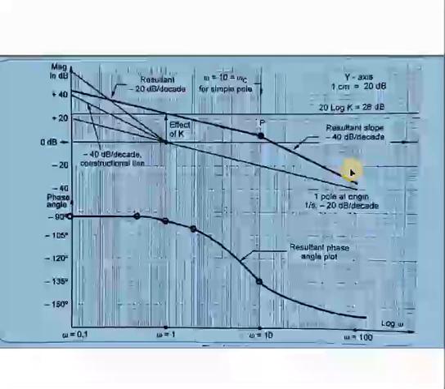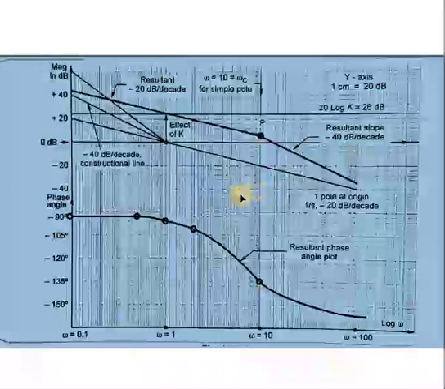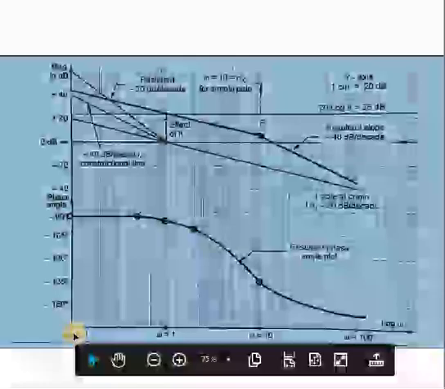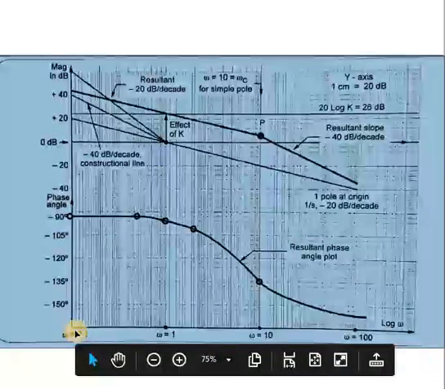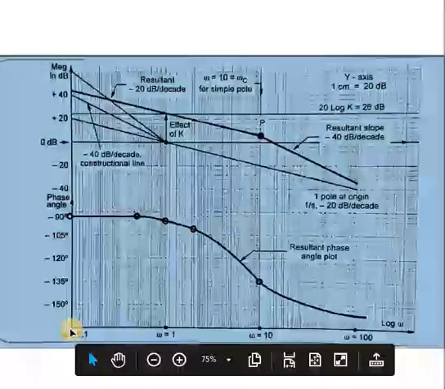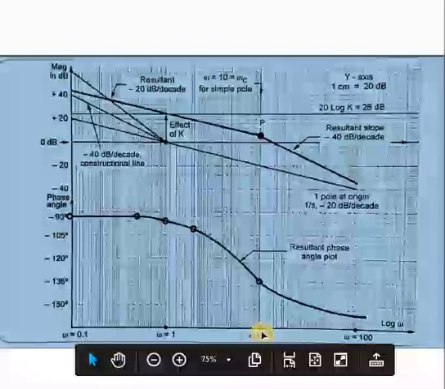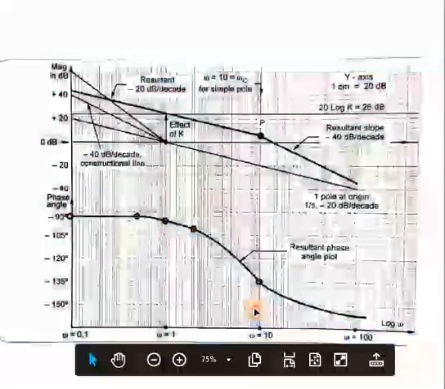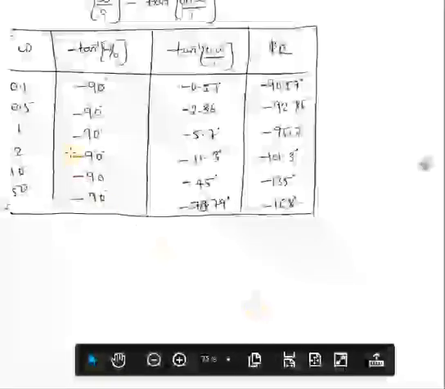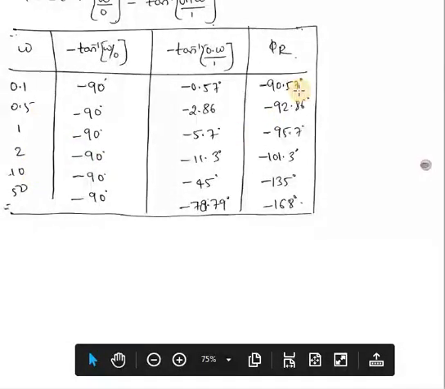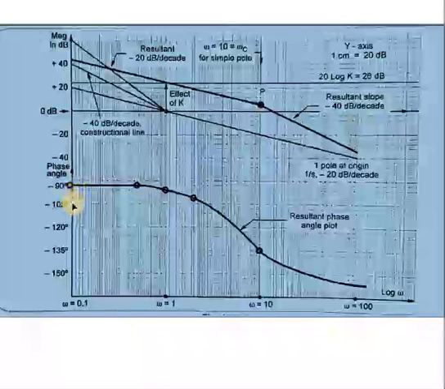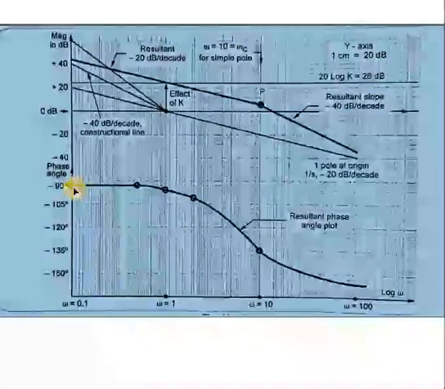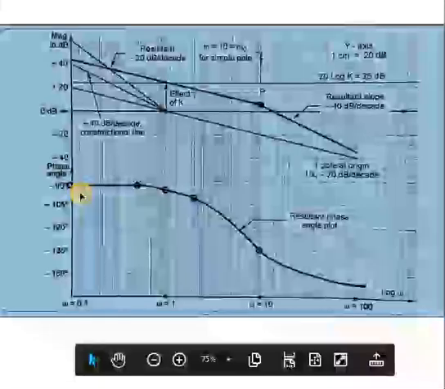Okay, and similarly for the phase angle we have denoted this x-axis as angular frequency, the logarithmic value of angular frequency. First one will start from 0.1 and here it is 1 and here it is 10, and we have calculated the angles for the different values of omega, that is omega equal to 0.1, 0.5, and we have the resultant angles. So here also I am taking the scale as 1 unit equal to 15 degrees.